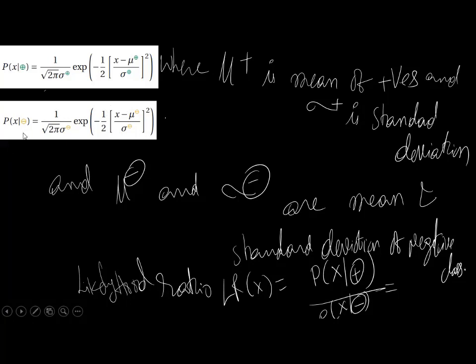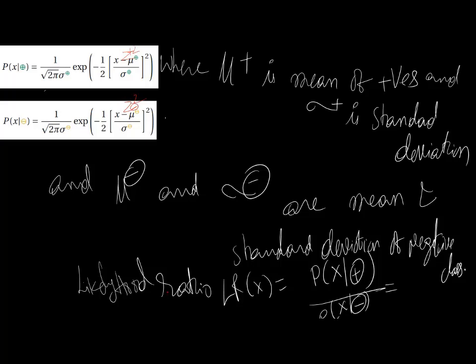Similarly, if you take P of x given negative class, it is represented as 1 by root of 2 pi rho negative, the standard deviation of the negative class, into e power minus 1 by 2 into ((x minus mu negative) by rho negative) whole square. This can also be written in terms of z squares. You might be remembering: you can replace this with z, so you can write z square, z plus square, z minus square. That can also be taken into consideration.